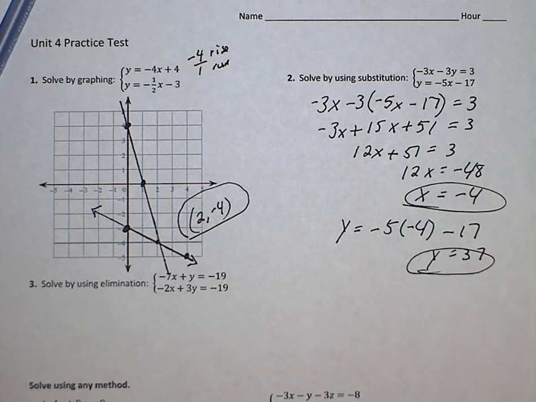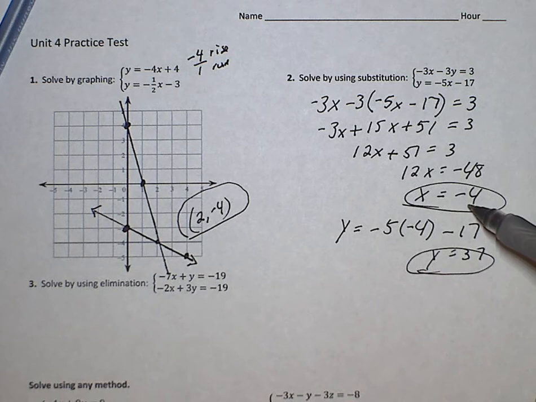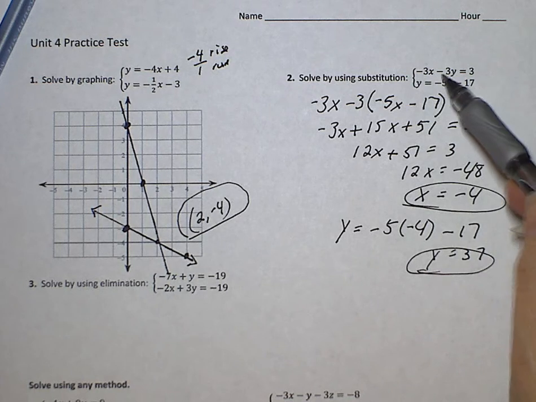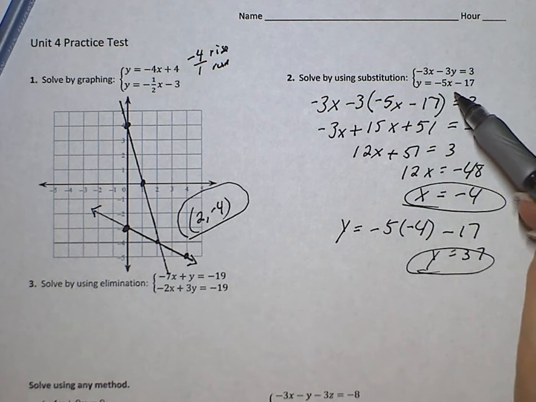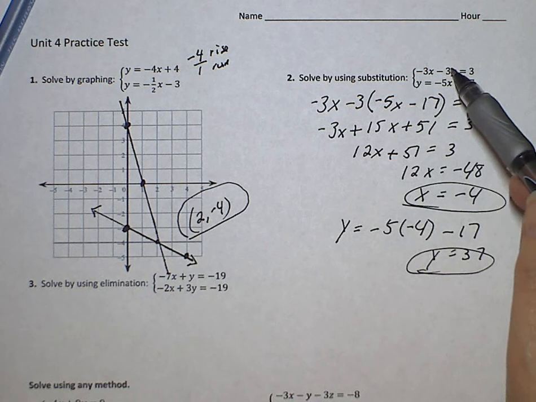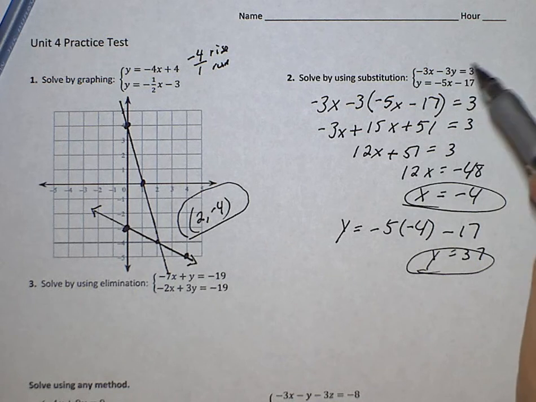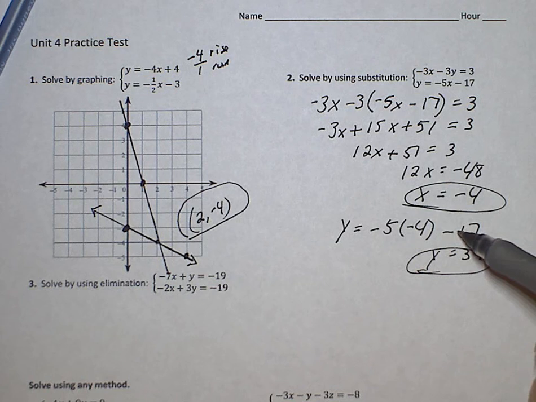Now, you could always recheck it by putting in the top one too. So you could go negative 3 times negative 4 minus 3 times 37, and that should equal 3. And it doesn't. It just doesn't make it. That's wrong. And I find a mistake.